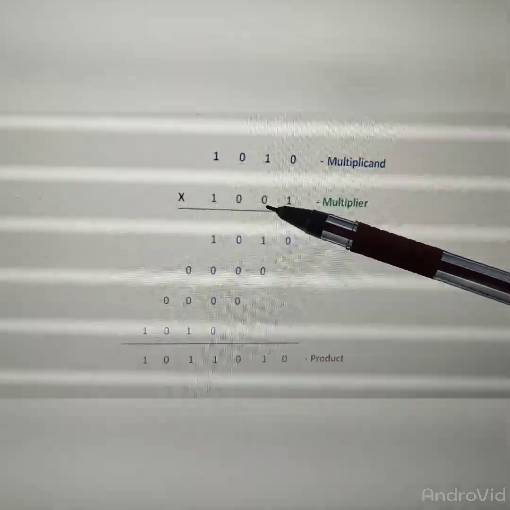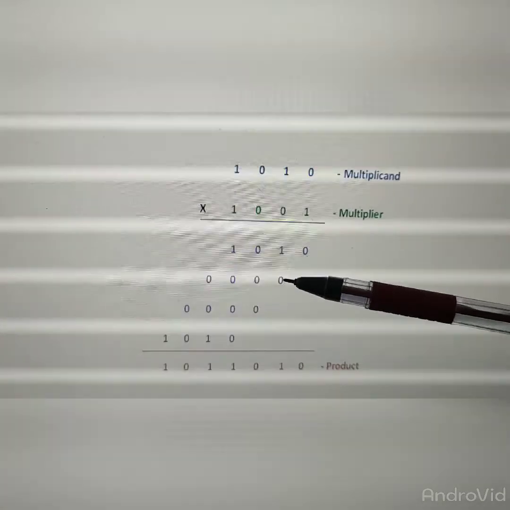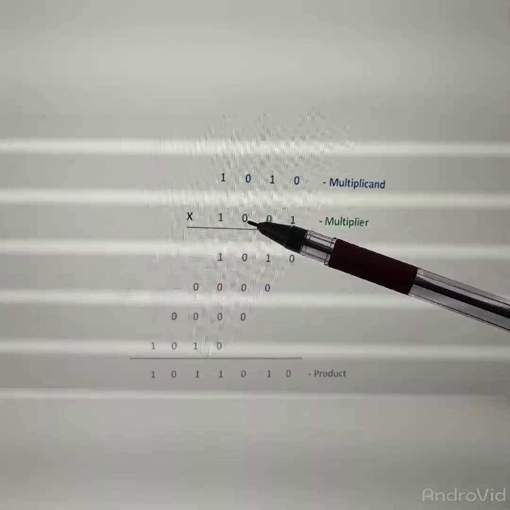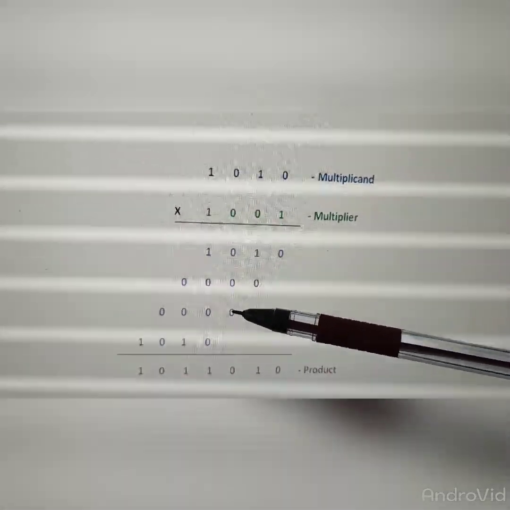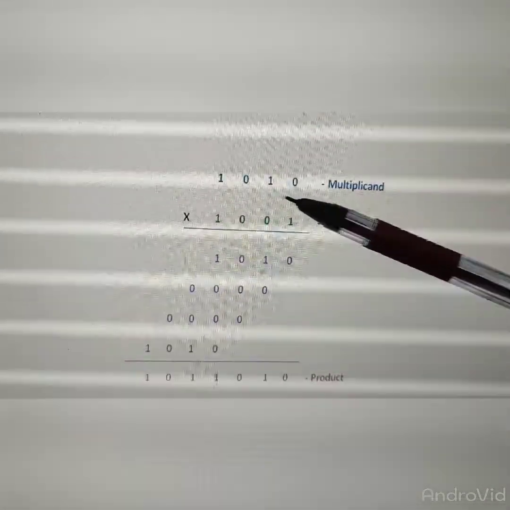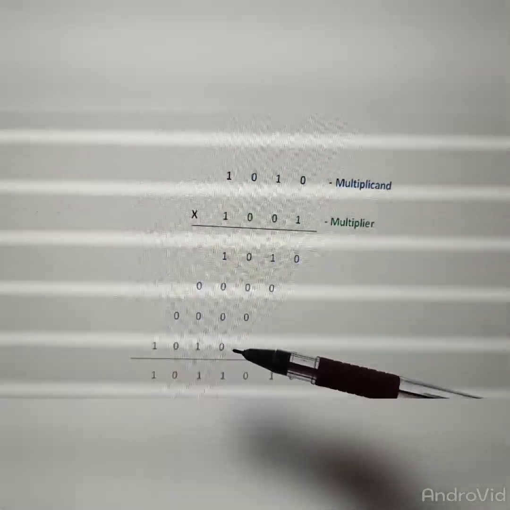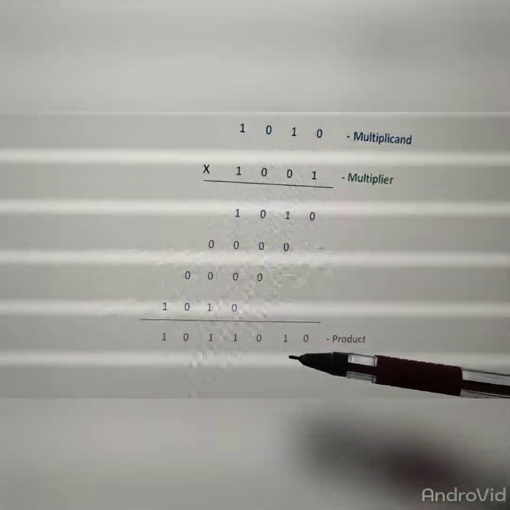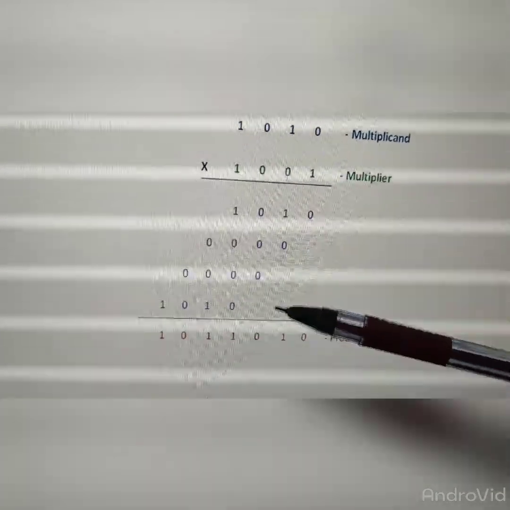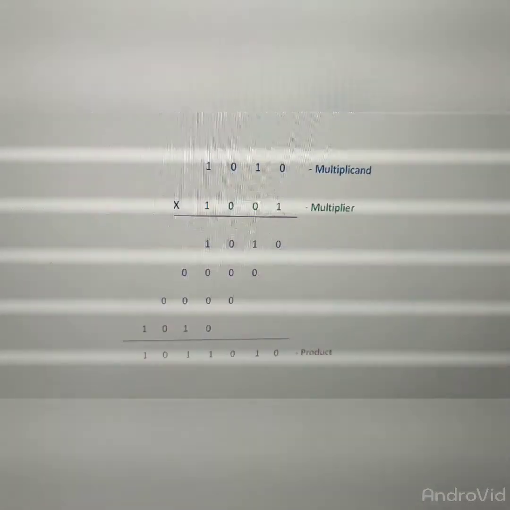Next bit in the multiplier is 0, so this partial product is 0. Next bit in the multiplier is 0, so all bits in this partial product are 0. Next bit in the multiplier is 1, so this partial product is the same as the multiplicand. So this is the final product. This is done by basic binary addition of these 4 partial products. So this is the manual process of the multiplication.